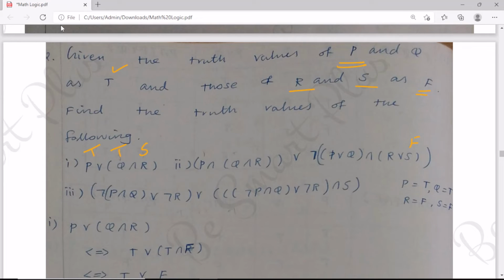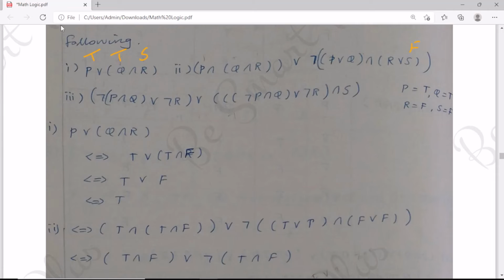Find the truth values of the following. So let me first work out. There are three examples. Let me first work out the first one. Given that P and Q alone take the value true, and R and S take the truth value false. So P, Q and R: P takes the value true, Q takes the value true, whereas R takes the value false.